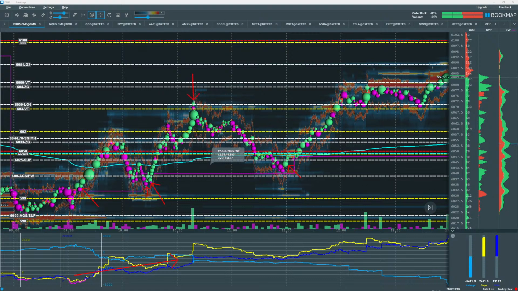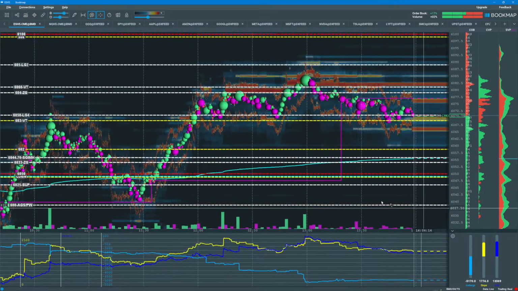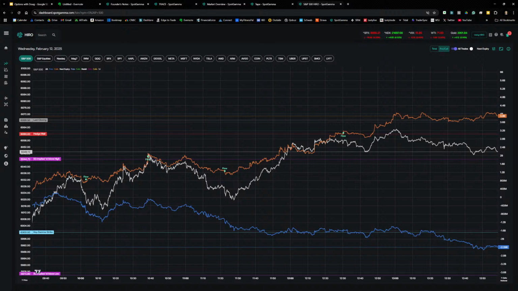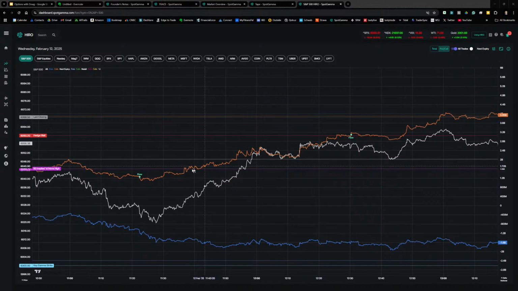Initial resistance at the 6050 level, then at the volatility trigger at 6060. All right, so that's the S&P 500. Let's take a look and see what options traders are doing now. Let's zoom in on this just a little bit, then we'll get to current time.